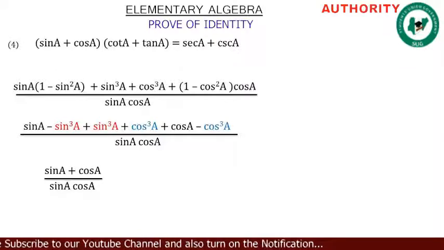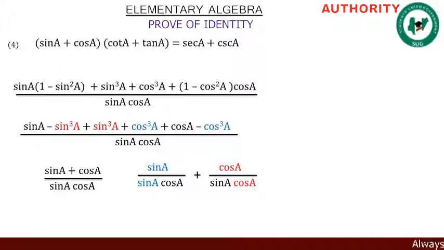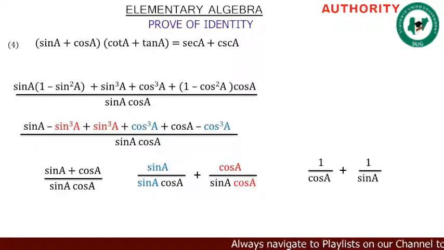So we can also split this into 2. In splitting it into 2, we're going to have sine A all over sine A cos A plus cos A all over sine A cos A. Alright, so sine A in our numerator divided by sine A gives you 1, and then sine A in our denominator divided by sine A gives you 1. 1 times cos A gives you cos A. So in the first side we're going to have 1 all over cos A. Plus cos A divided by cos A will give us 1, and then sine A remains in the denominator. That means the cos A will cancel out.